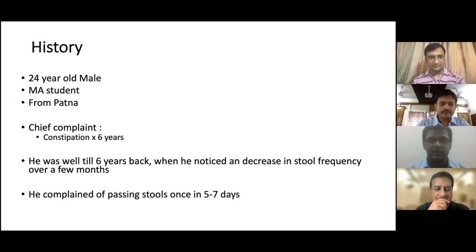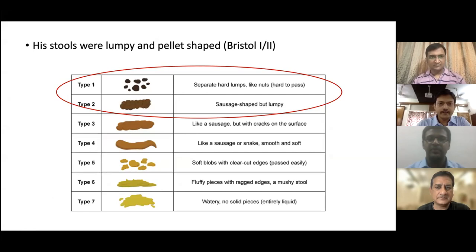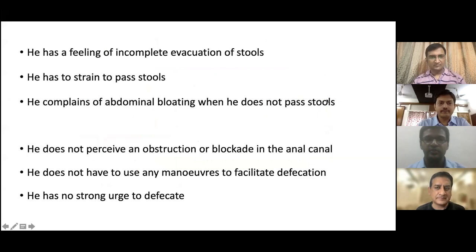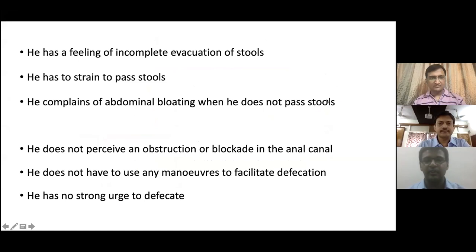His stools were lumpy and pellet-shaped, corresponding to a Bristol stool form scale of 1/2. He had a feeling of incomplete evacuation of stools, and he had to strain while passing stools. He also complained of abdominal bloating when he did not pass stools. He did not perceive an obstruction or blockage in the anal canal. He did not have to use any manoeuvres to facilitate defecation, and he did not have a strong urge to defecate.